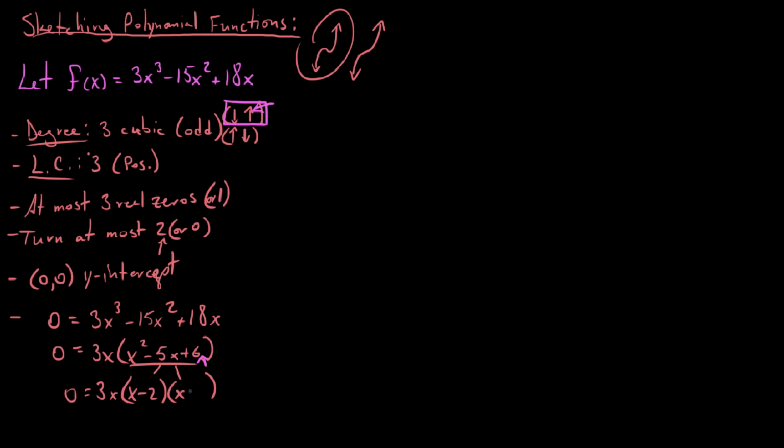That would be a negative 2 and a negative 3. So now that we've got these, we could indicate that either 3x is 0, or x minus 2 is 0, or x minus 3 is 0. Allowing all those to equal 0, we find that one x-intercept is 0. Of course, we knew this when we found our y-intercept, that it passed through the origin. The others are positive 2 and positive 3. So let's go ahead and start sketching our graph.